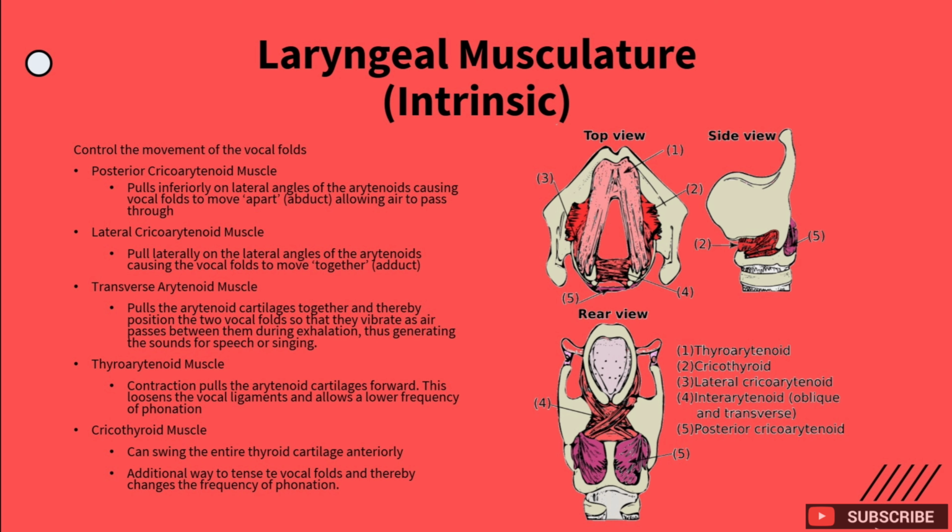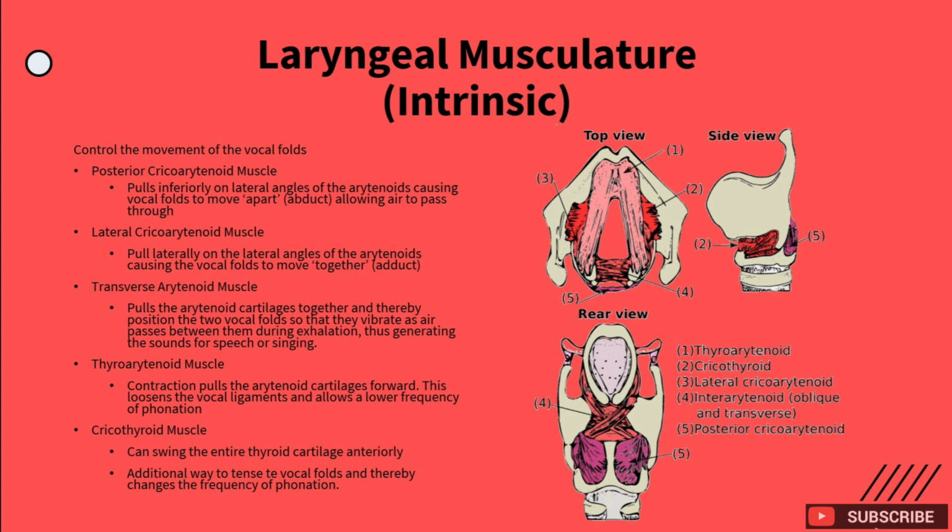First is your posterior cricoarytenoid muscle, and this pulls inferiorly on the lateral angles of the arytenoids, causing vocal folds to move apart, which is known as abduct, allowing air to pass through. Then you have your lateral cricoarytenoid muscle, and this pulls laterally on the lateral angles of the arytenoids, causing the vocal folds to move together, which is adduct.